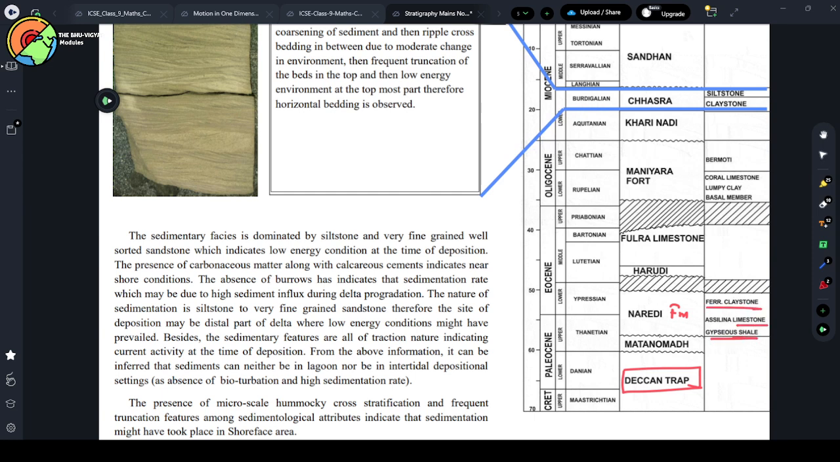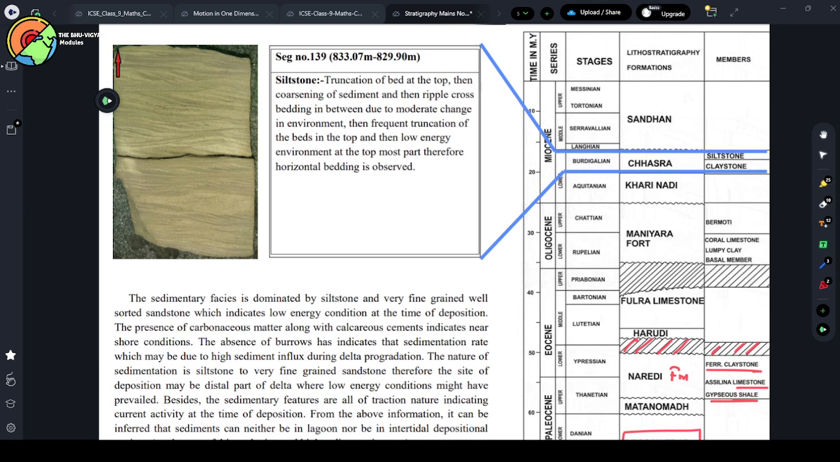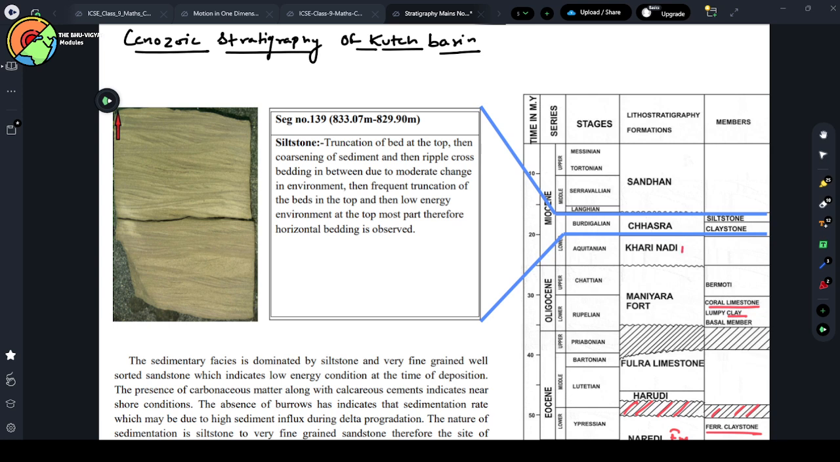Now if we move further to the Eocene time we have the Harudi formation, and here you can see the crossbeds. This represents the shallow marine type of depositional environment. Above that we have Fulra limestone. Above Fulra limestone, during the Oligocene time, we have Manyara Fort, which contains coral limestone and clay. Above that we have the Khari Nadi formation.